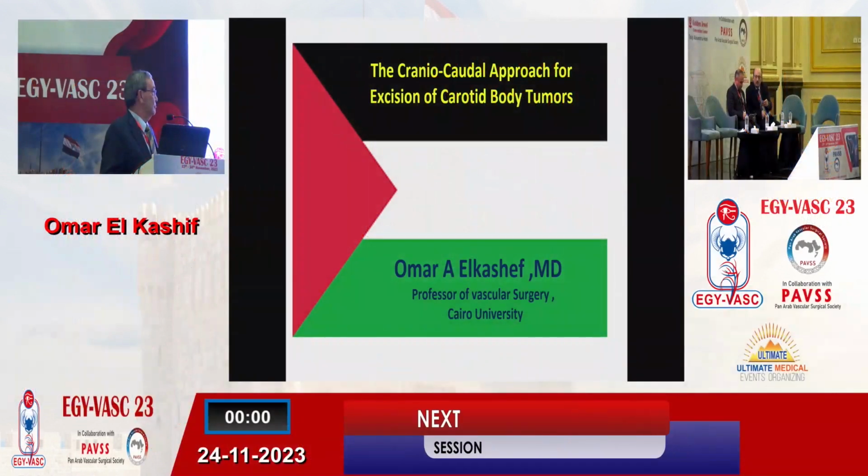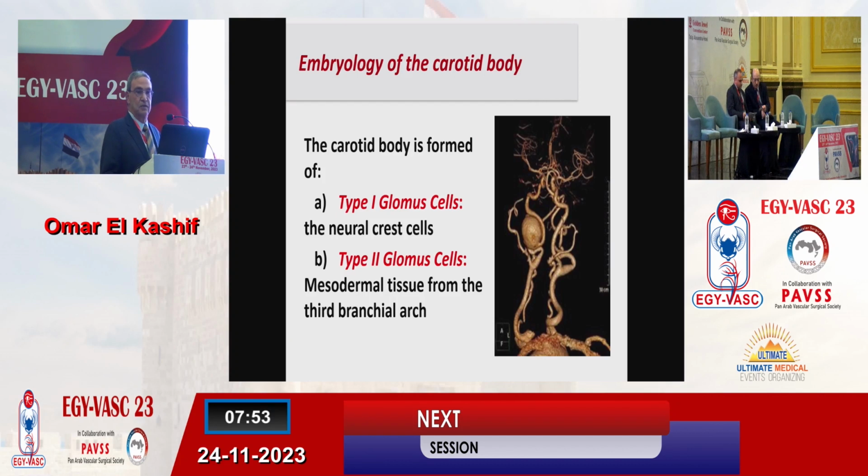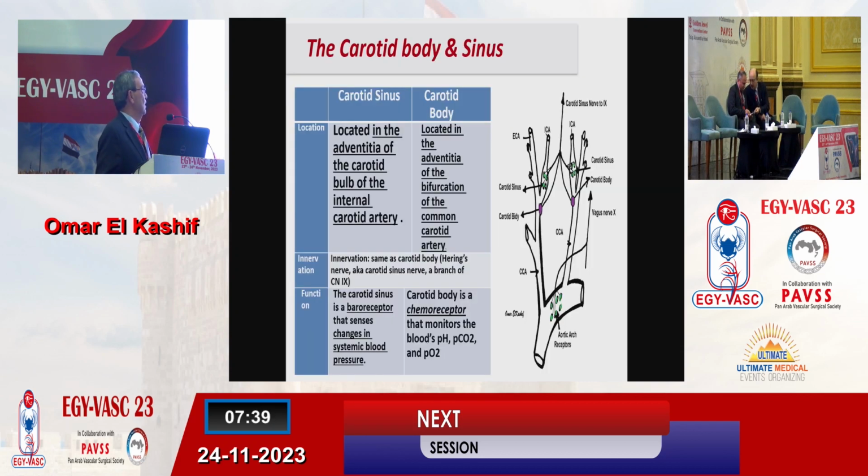Slide. So, the craniocaudal approach for excision of carotid body tumor is one of the best approaches. As we know, the carotid body is formed of two types of cells. Type 1, glomus cells from neural crest cells, and type 2 from mesodermal tissue.